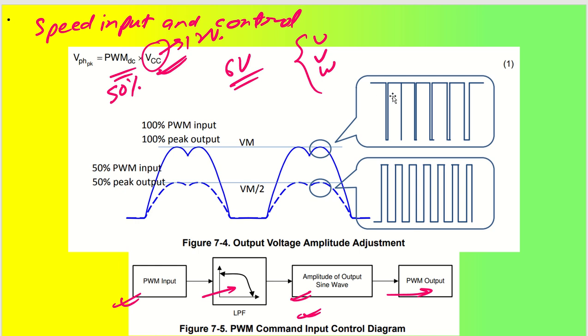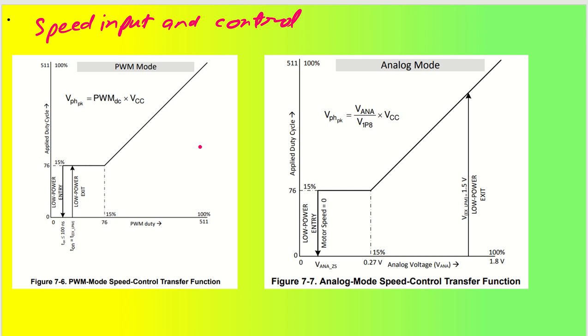As you can see, the first one is almost 100% PWM input, and it reaches the voltage level of VM, okay? Then for a 50% PWM signal, it goes up to VM by 2. You can understand it more easily: the motor speed transfer function is nothing but the output voltage that will be seen, which is VPH PK, right? VPH PK depends on your PWM level, so based on that it gives you the output, right? So you must keep the PWM between 15% and 100%. Less than 15% is not recommended at all. Okay.